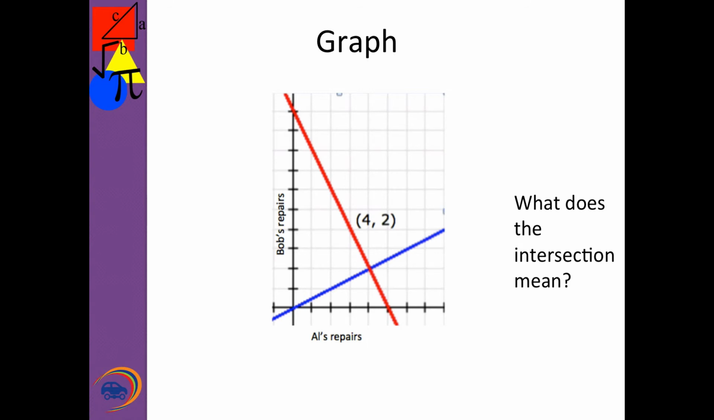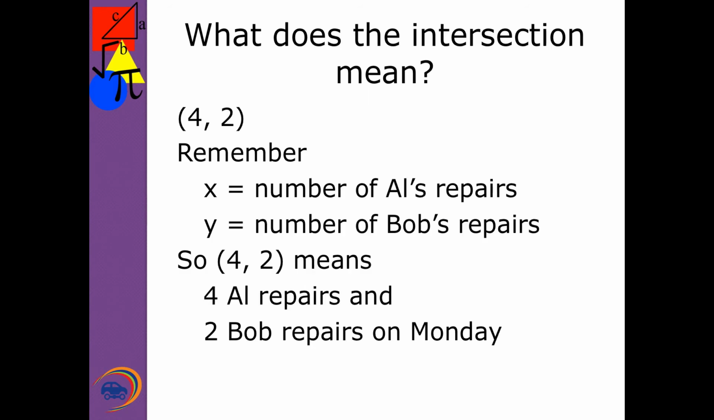And then I found that the point of intersection was x equals 4 and y equals 2. And we need to find out what that means. All right? So think about what that means. If you know, write it down on your note taker. Let's go on and see what it means.